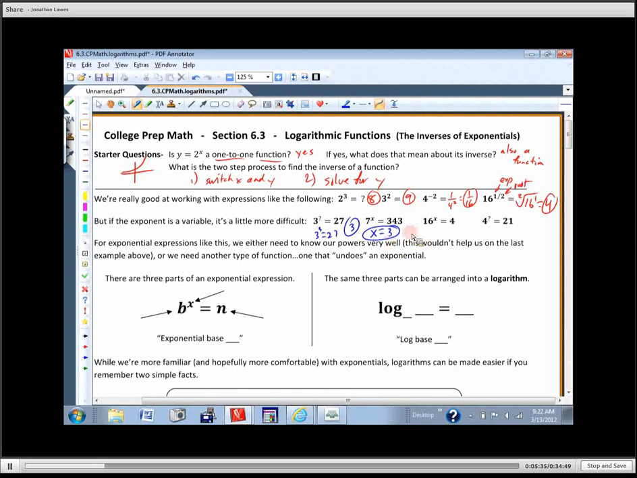Now, I could have taken the time to say, hey, you know what? This side is 7 to the third. 7 to the x equals 7 to the third. It's like an exponential equation.